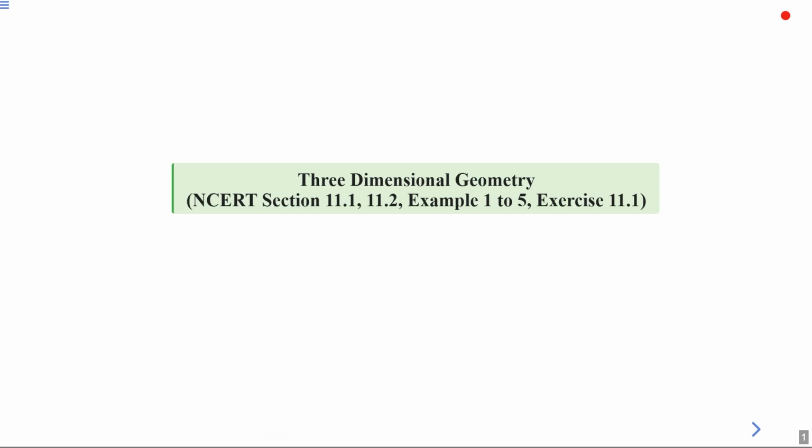Hello students, welcome to this lecture on three-dimensional geometry. In this lecture, we will cover NCERT section 11.1, 11.2, examples 1 to 5, exercise 11.1.